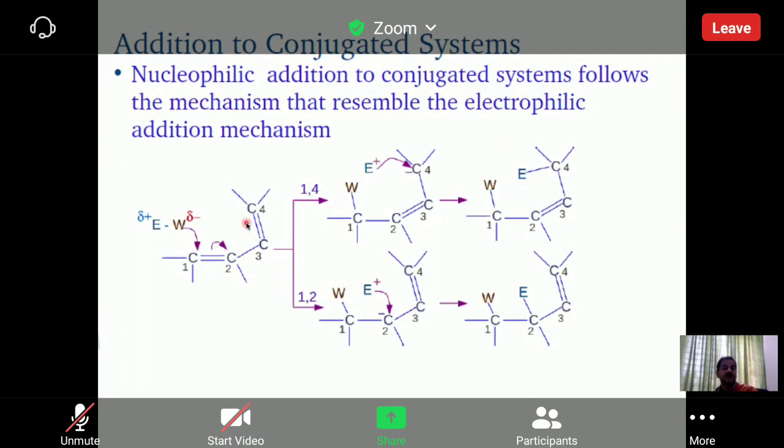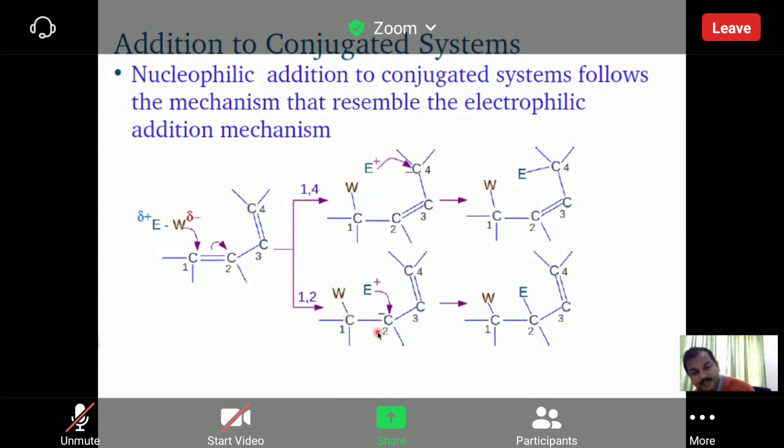Now we can see nucleophilic addition to a conjugated system. How does this nucleophilic addition take place? The nucleophile will attack if there is formation of an anion here. Either it will be here, or the anion can be here also. If this bond moves to this side, and this bond moves here, there is formation of this one, and in the final step, this will be the product.